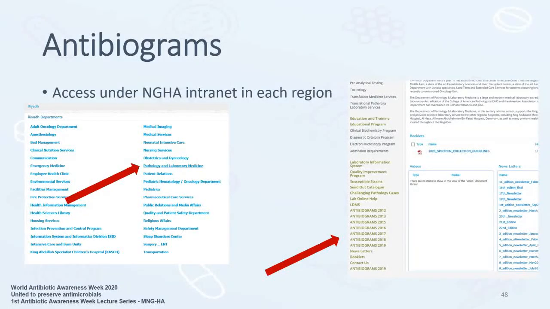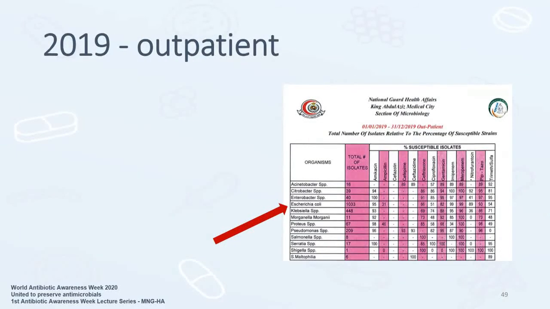The last part I want to discuss is that I know we've discussed antimicrobial usage trends, utilization data, and resistance trends, but there's also a really important source of data that can help you make decisions: the antibiogram. For those of you attending from the National Guard, you can easily get the antibiogram from our intranets under pathology and laboratory medicine, depending on your region. On the right-hand side, there is a screenshot that shows the antibiograms over the years. So how can you use the antibiogram?